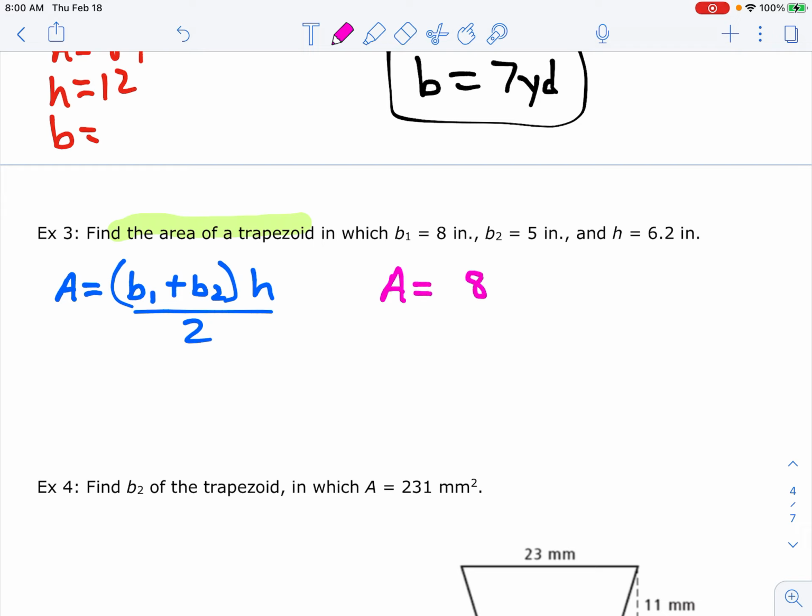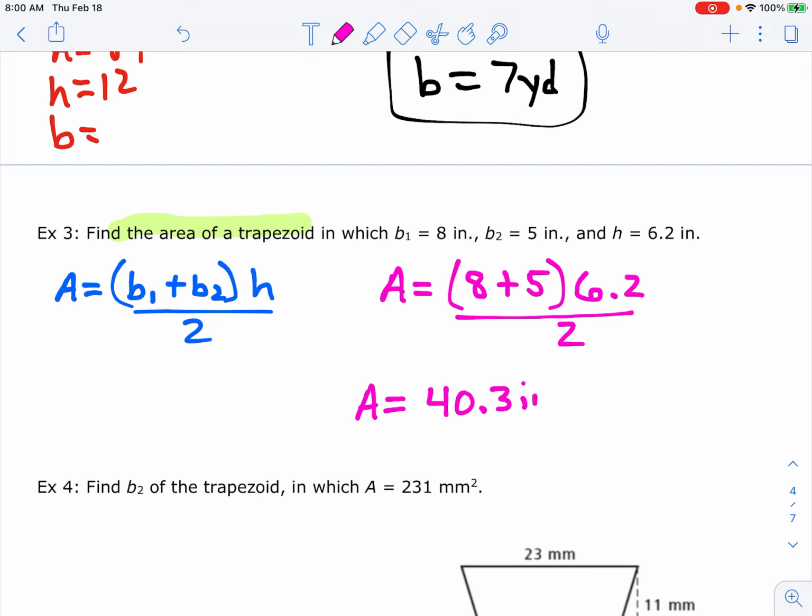Area equals B1 is 8 plus B2 is 5, and that's times the height of 6.2, and that's all divided by 2. All right, I'm going to go ahead and calculate the top first and hit equals, and then divide it by 2. When I do that, I get 40.3 inches squared. All right, so we're plugging in the correct pieces into the correct formula for that.